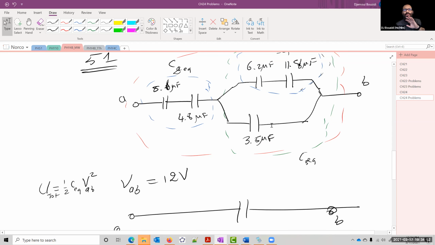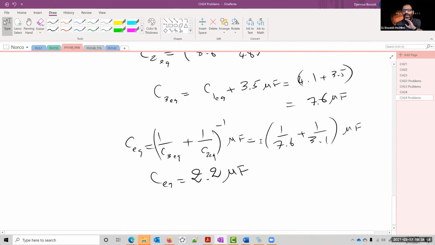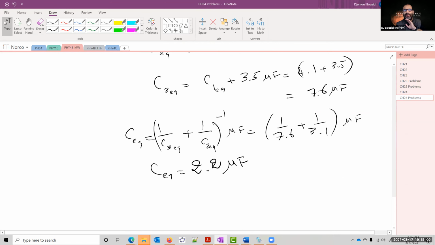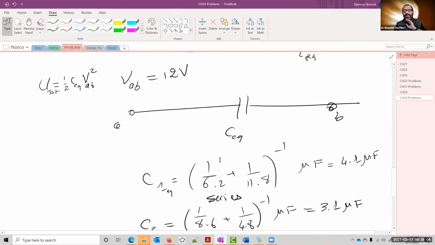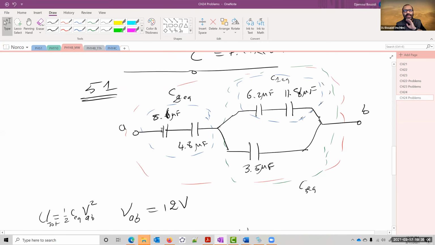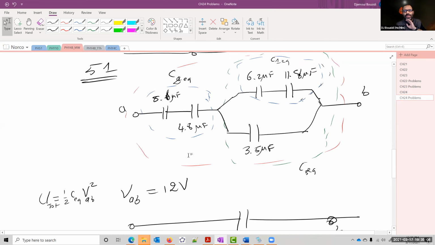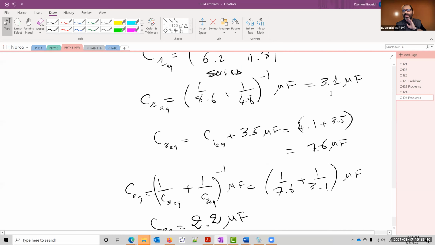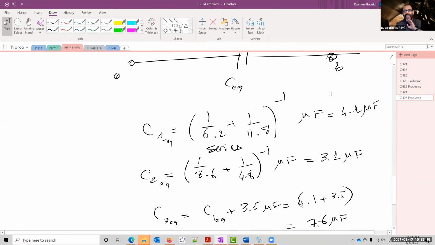So you can't really say, oh man, the smallest one is 3.5 and this one is 2.2, therefore this is justified. No, this does not mean that. You have to look at that rule for side by side. The 8.6 and the 4.8, when you compare them to find their C equivalent, it's 3.1. That is fine, that is justified in there.